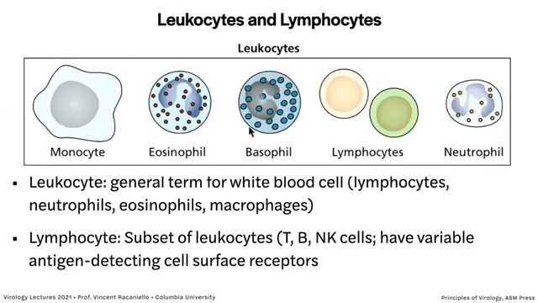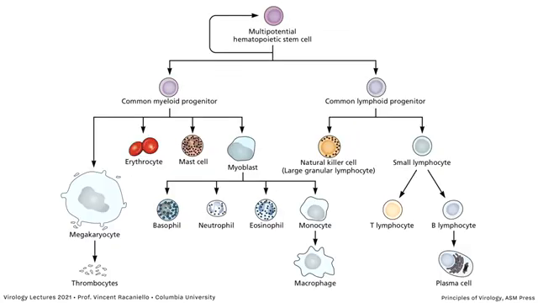A little bit of terminology before we start. Leukocytes and lymphocytes. What are they? Here in this panel, these are all leukocytes, which is a general term for a white blood cell. And this includes lymphocytes, neutrophils, eosinophils, and macrophages, as you can see here. Now, a lymphocyte is a specific subset of leukocytes. This includes T cells and B cells and NK or natural killer cells. These cells have variable antigen detecting cell surface receptors. All right, leukocytes and lymphocytes.